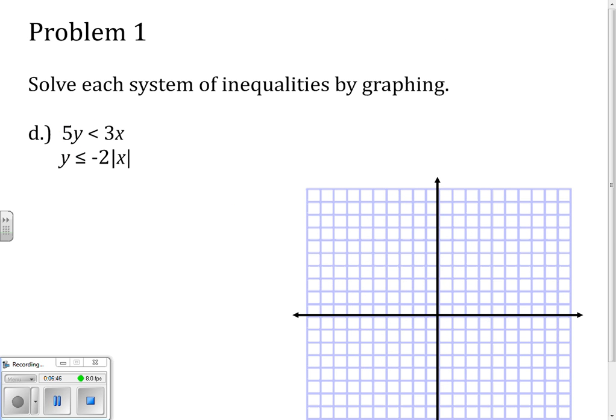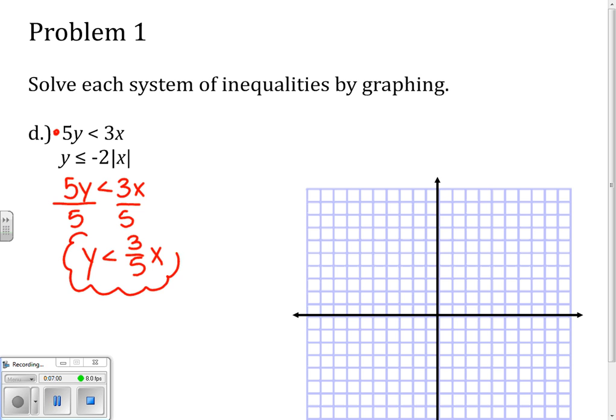All right, letter D, same thing. If I take a look at this top inequality, it is not ready to be graphed, so I'm going to start by dividing both sides by 5. I get y is less than 3/5 x. That's a line, no absolute values, it's a line.